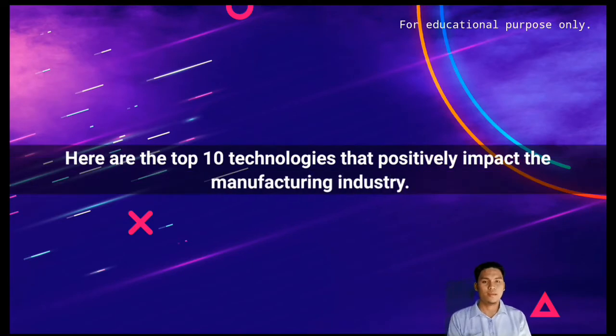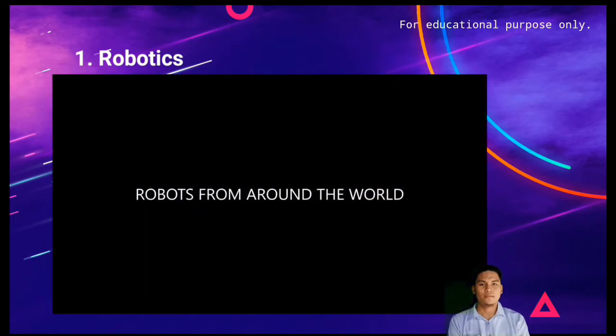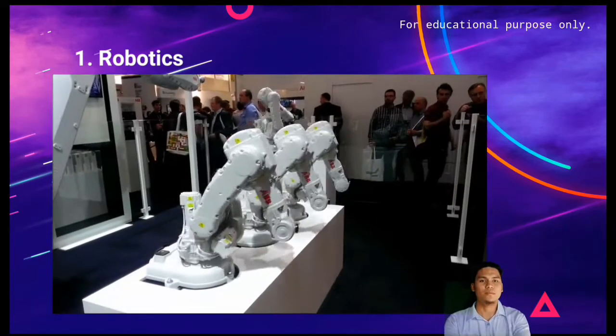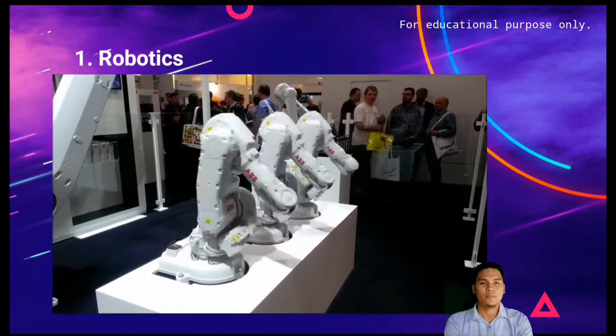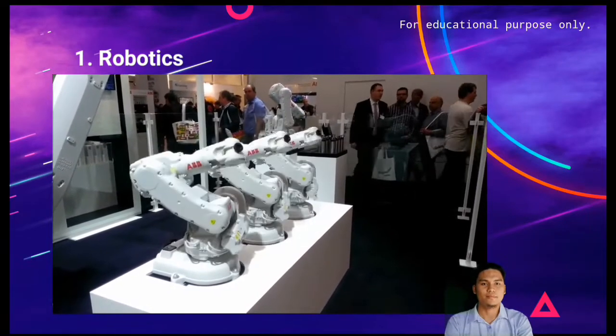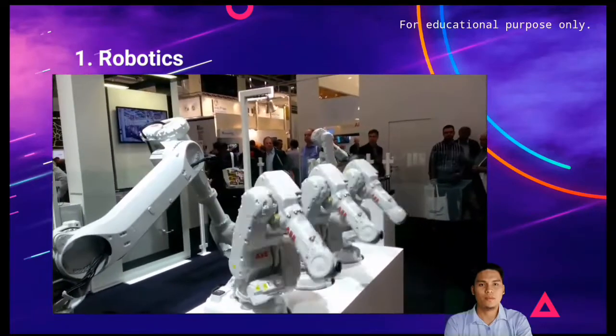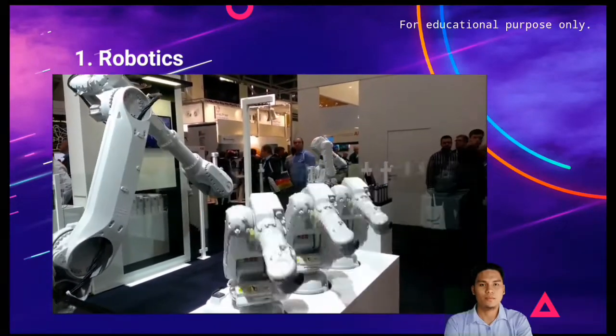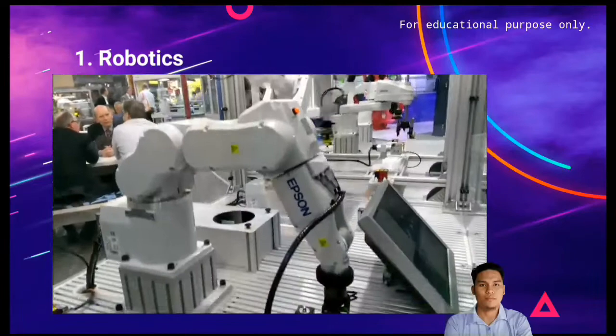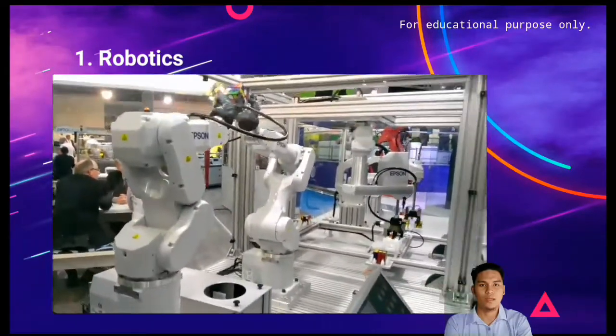Here are the top 10 technologies that positively impact the manufacturing industry. Number 1. Robotics. With advances in robotics technology, robots are more likely to become cheaper, smarter, and more efficient. Robots can be used for numerous manufacturing roles and can help automate repetitive tasks and get accuracy, reduce errors, and help manufacturers focus on more productive areas.